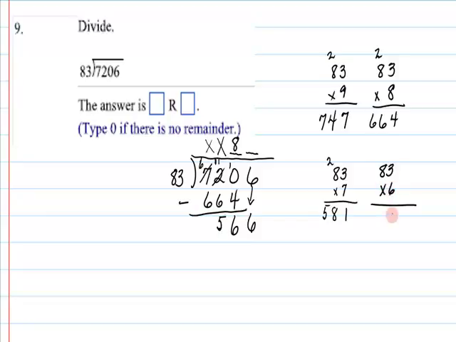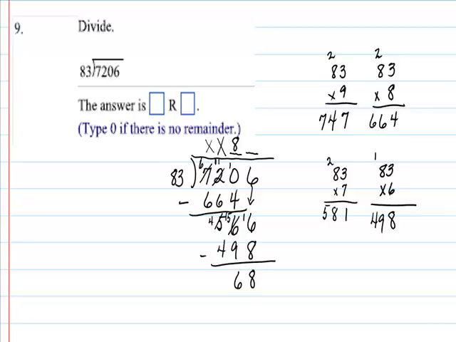6 times 3 is 18, carry the 1. 6 times 8 is 48, plus 1 is 49. So I will subtract 498. All right, you can't take 8 from 6, so I'll borrow and put a 1. So 8 from 16 is 8. I can't take 9 from 5, so I'll borrow. So now it's 9 from 15, which is 6.